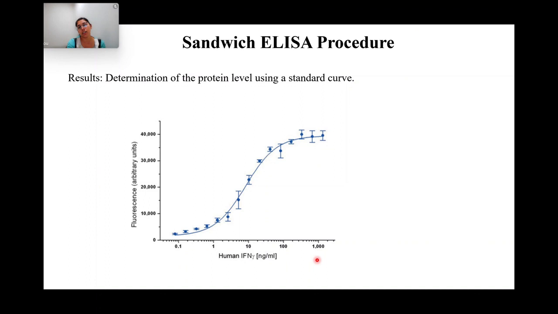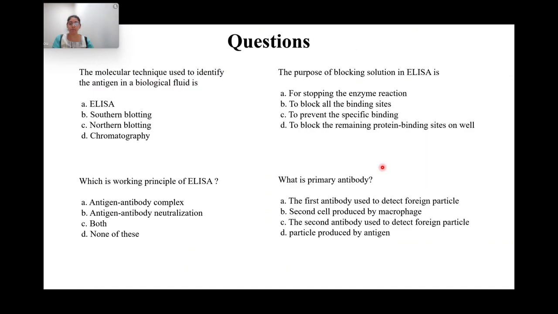Based on what we have just done, these are questions again from a previous year's assignment, so we'll try to solve them. The first is the molecular technique used to identify an antigen in a biological fluid. Second, the purpose of blocking solution in ELISA. Third, what is the working principle of ELISA. And the fourth is what is a primary antibody.